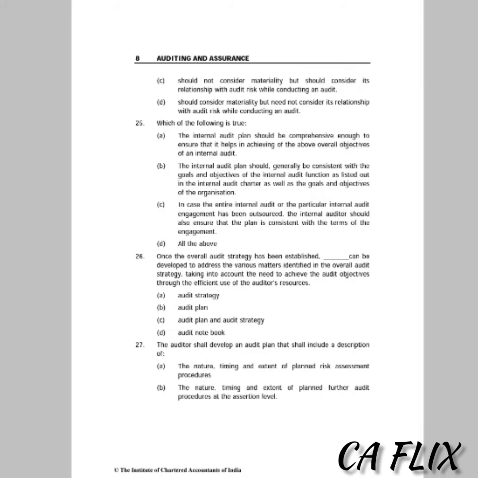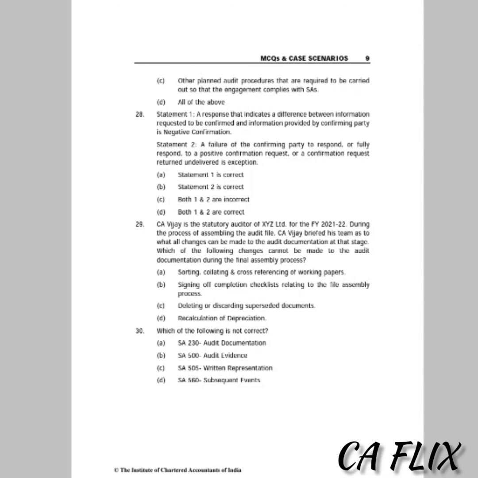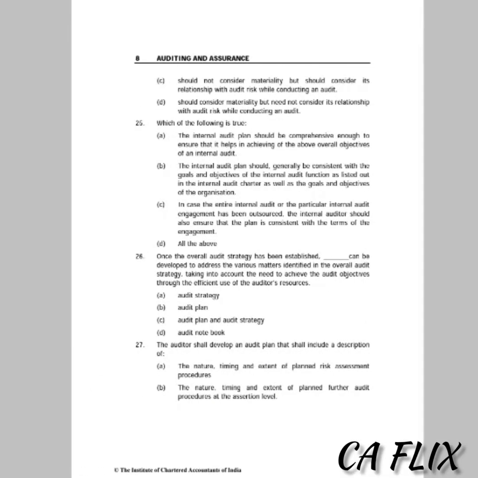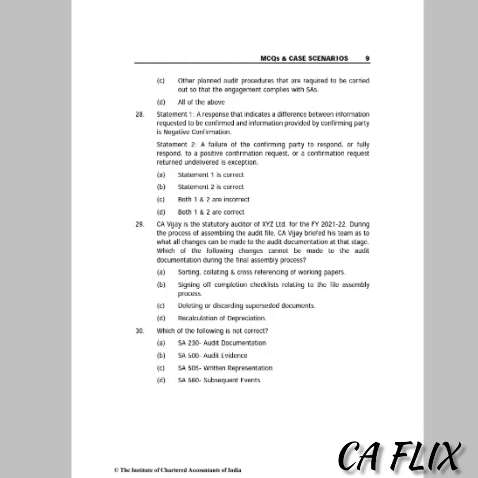Question answer is option D, all of the above. The auditor shall develop an audit plan that shall include a description of the nature, timing, and extent of planned risk assessment procedures, the nature, timing, and extent of planned further audit procedures at the assertion level, and the other planned audit procedures that are required to be carried out so that the engagement complies with SAs, and all of the above.